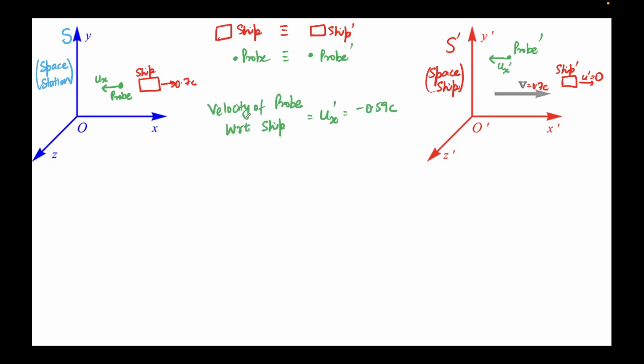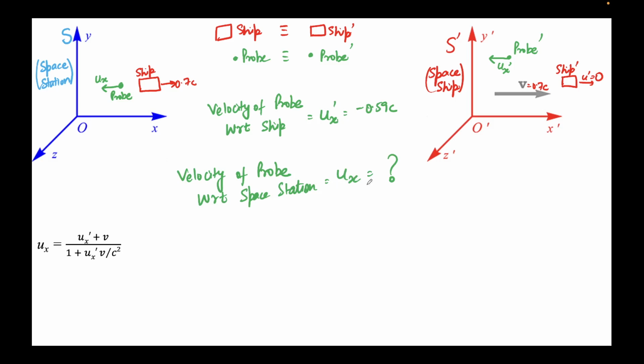So we are given the velocity of the probe with respect to the ship, that is ux prime. Again to reiterate, ux prime means the velocity of the probe with respect to the ship, which is given as minus 0.59c, and we are required to find the velocity of the probe with respect to the space station, that is ux. There is no prime here, so it is the velocity ux in the x direction within the space station frame. If we know ux prime and want to find ux, we can apply the inverse velocity transformation, which is given by this formula, which we saw a couple of slides back. So I'll simply plug in the values.